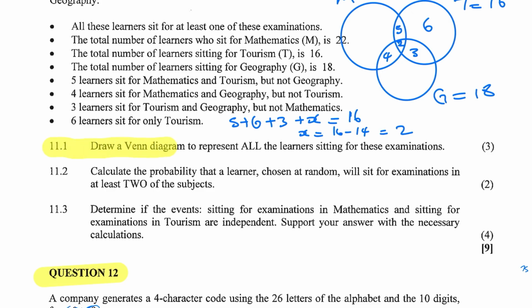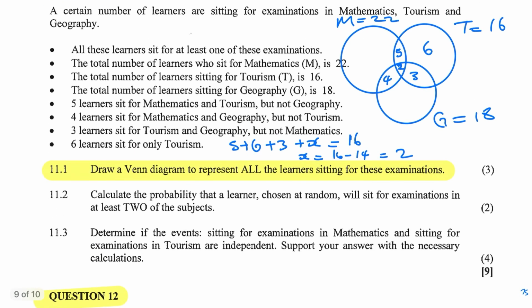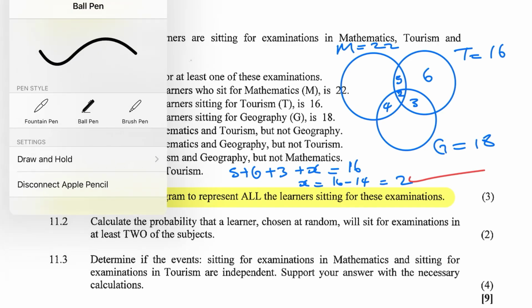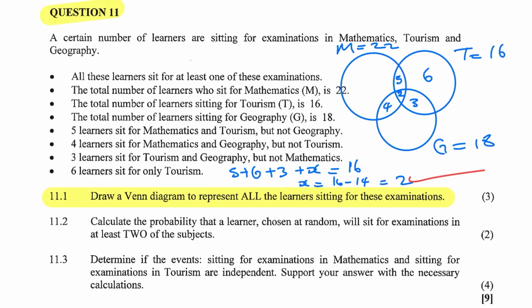Question 11.1 says draw a Venn diagram to represent all the learners sitting for these examinations. We've done that. This is how you get your marks. You get a mark for getting the 2 that we just calculated. Then you get a mark for 6, 5, 3, and 4. However, you also need to get a mark for the rest of these two, these two here.